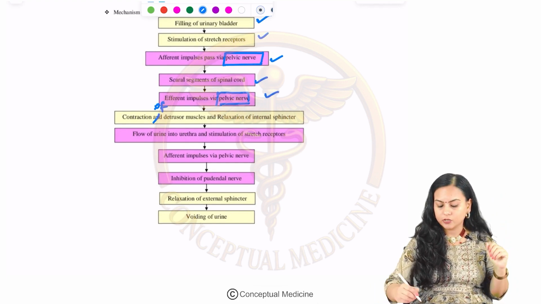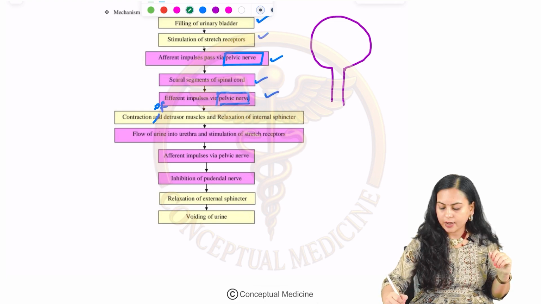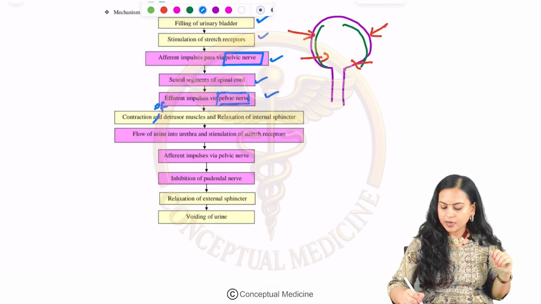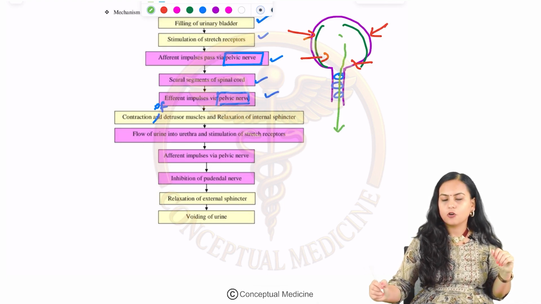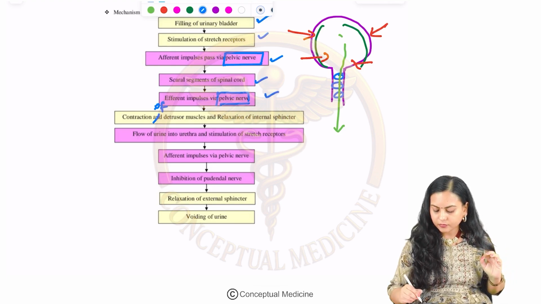You have to imagine. If you consider this as the bladder, and here you have your detrusor muscles, what should happen? There should be contraction of the detrusor muscles and relaxation of the internal sphincter. This should open up. Then only what will happen? The urine will flow out. Can you imagine? Yes.